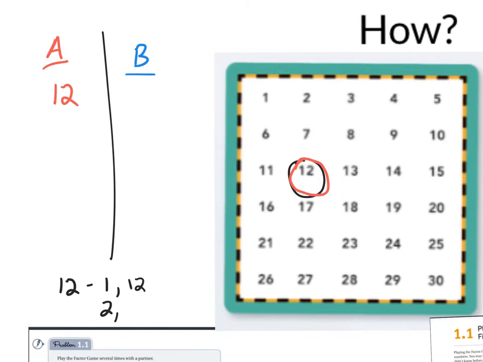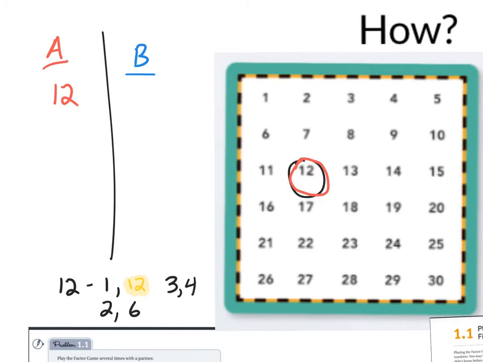2 times 6 would give us 12. And 3 times 4 would give us 12. But in this game, we only want proper factors. So proper factors are all of the factors except the number itself. So this number 12, that's not a proper factor, so you can't count that in your score.